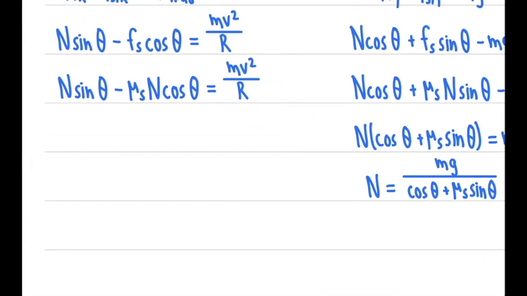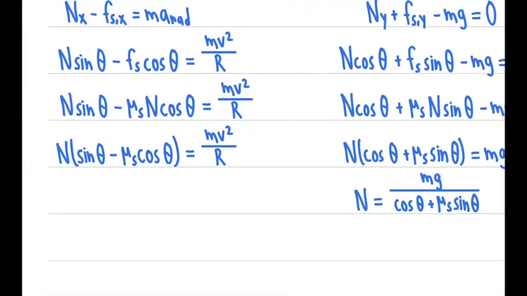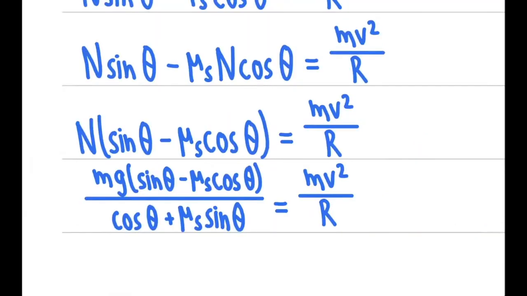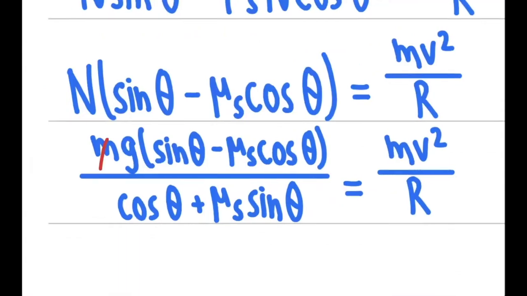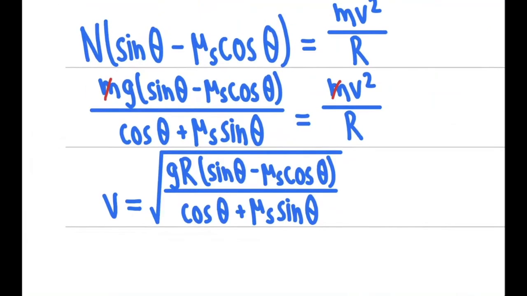So I can substitute N now. Let me just factor out the N, so we just have one N to worry about. And now I can substitute this for N. So you'll get this. The great thing is that m cancels out, which means we were never even going to use it at all. So it doesn't matter. We don't have to worry about it anymore. And we're trying to find the minimum speed v. So just multiply both sides by r and take the square root. So you'll get this. We're basically done.